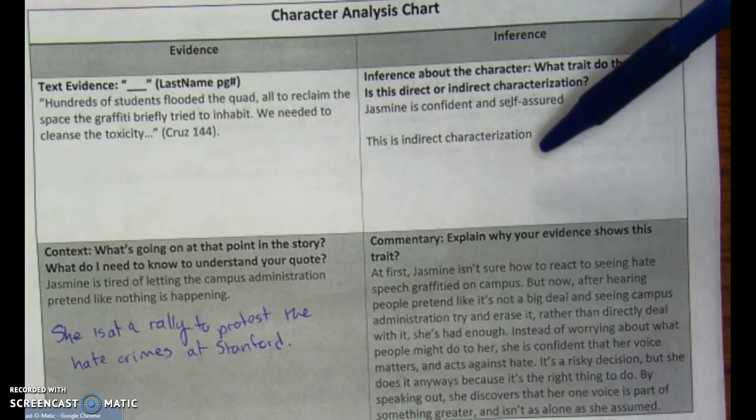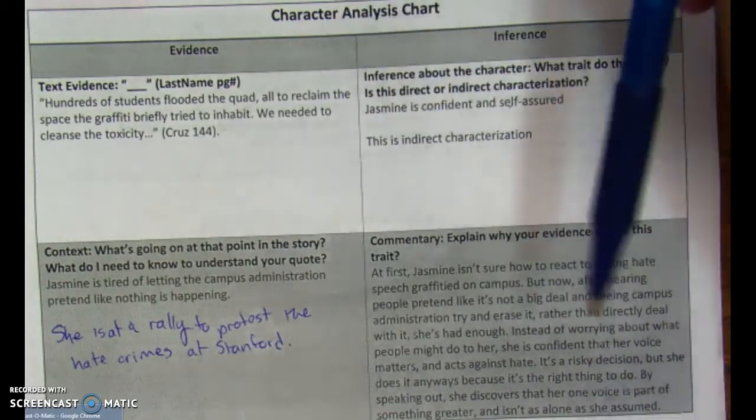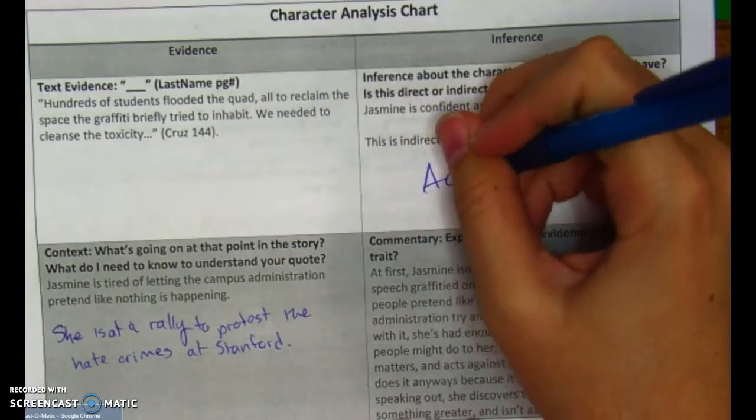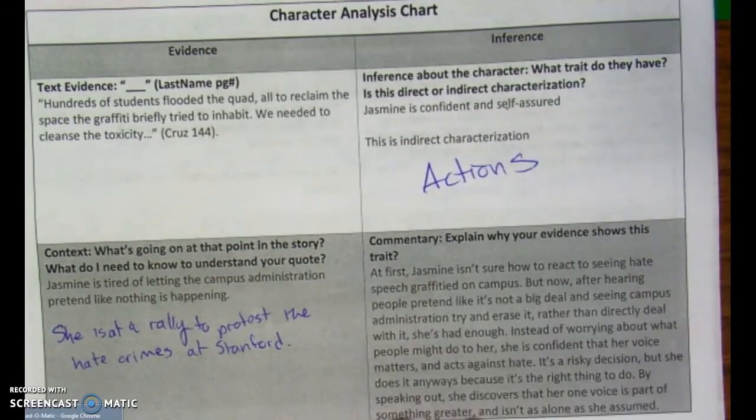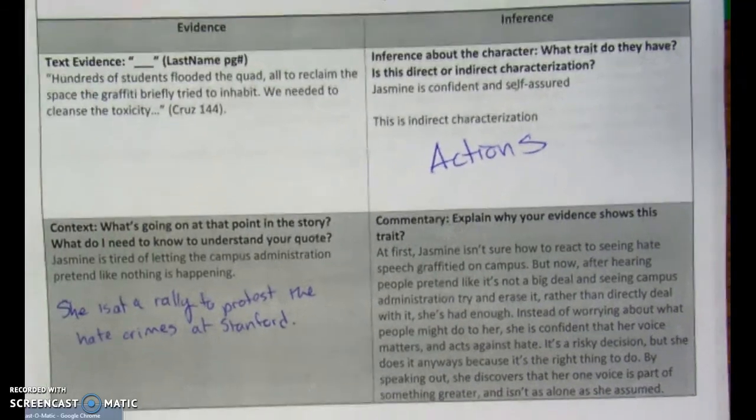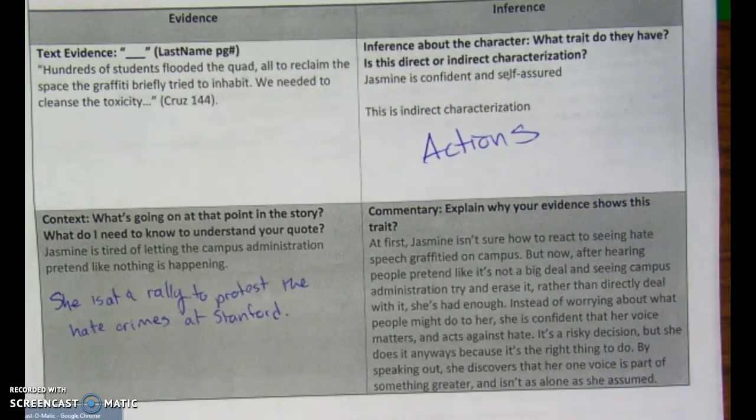Again, this is indirect characterization because this time I'm inferring it from her actions, and it shows that she is confident and self-assured. My commentary. At first, Jasmine isn't sure how to react to seeing hate speech graffiti on campus. But now, and here's where I'm reaching my resolution, after hearing people pretend like it's not a big deal and seeing campus administration try and erase it, rather than directly deal with it, she's had enough.